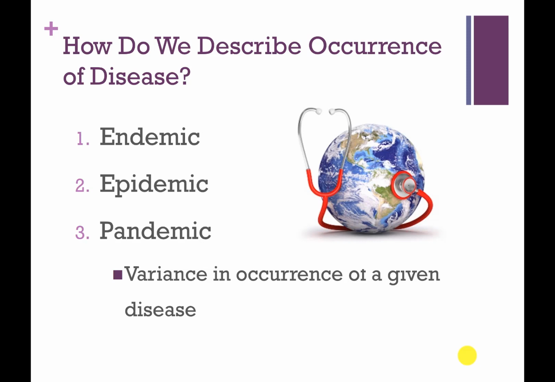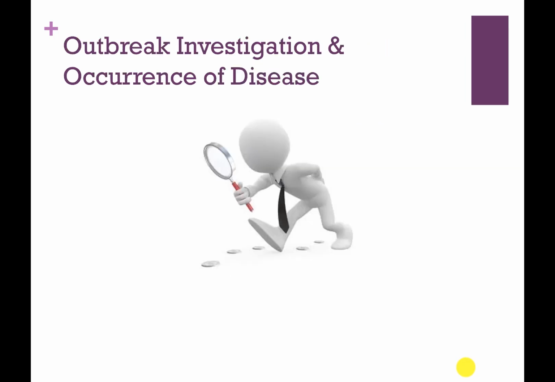Endemic refers to the constant presence and or usual presence of disease or infectious agent in a population within a geographic area. Epidemic refers to an increase, often sudden, in the number of cases of disease above what is normally expected in the population in that area. And pandemic refers to an epidemic that has spread over several countries or continents, usually affecting a large number of people.